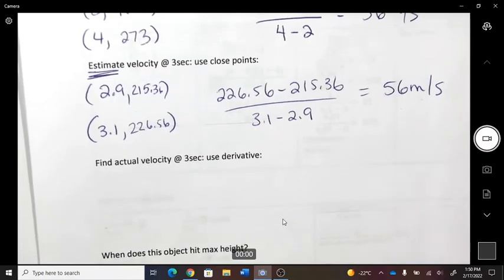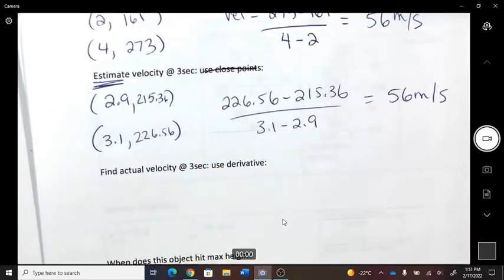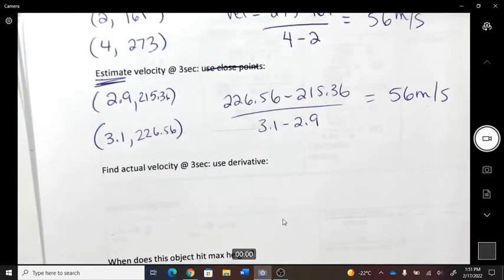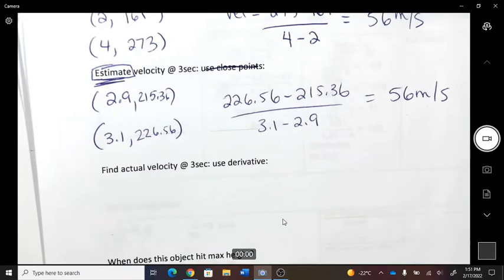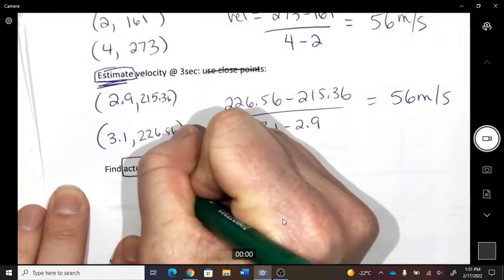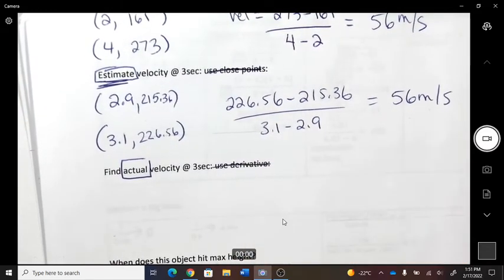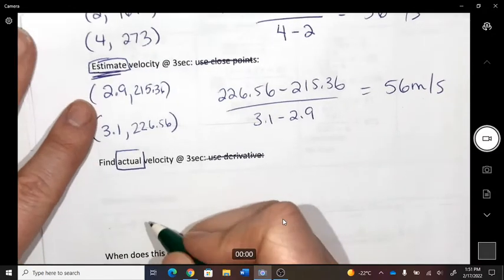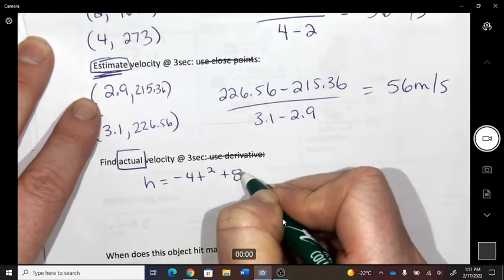Okay, so on your test you won't see me saying that. I won't use close points. I'm not going to tell you to do that. I'm just going to say estimate. Okay, the next question says find the actual. So you're not going to see me telling you what to do because this time you're going to use a derivative, actual. Okay, so I'm just going to write this down so I have it here.